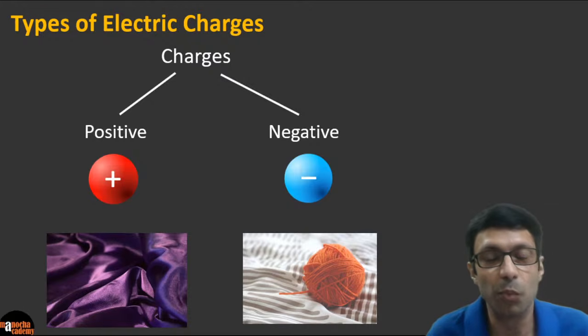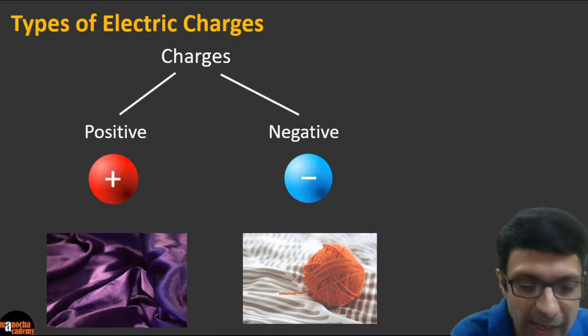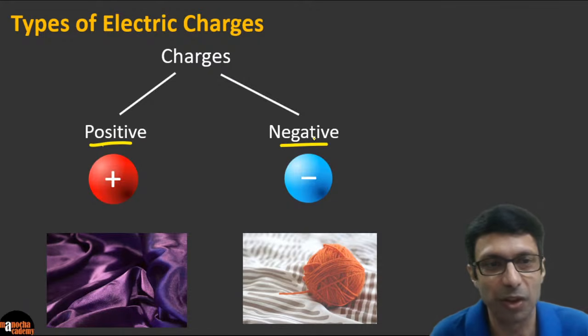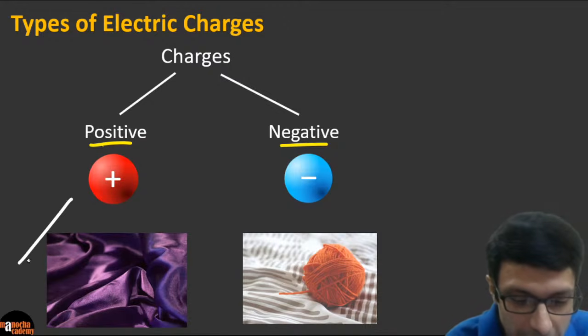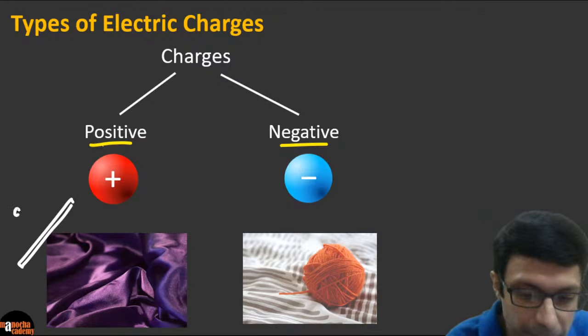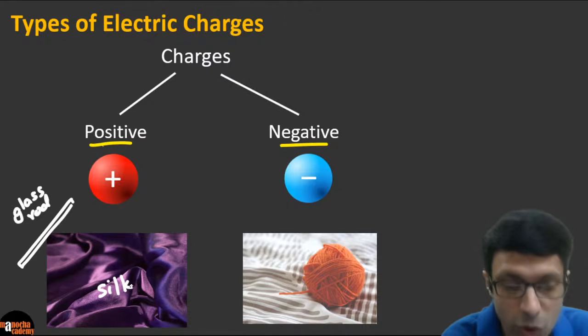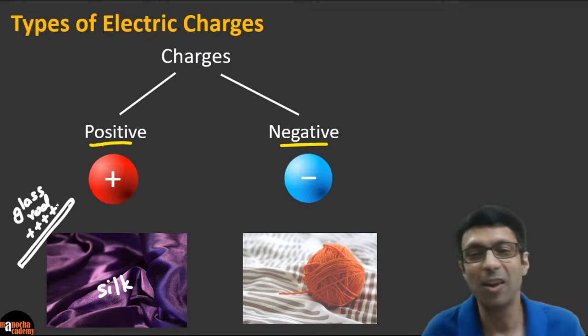Before we start on what exactly is electricity, let's take a look at what are the types of electric charges. You can divide the charges into positive and negative. And how do you get positive charge? You must be knowing this, that if you take a glass rod, and it's rubbed on a silk cloth, the glass rod is going to get positively charged, right? The glass rod will get a positive charge.